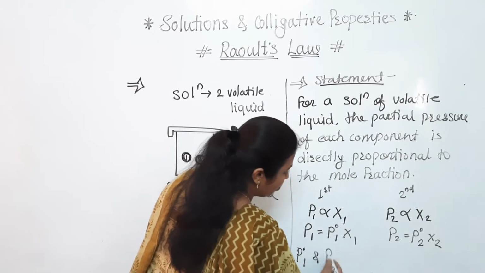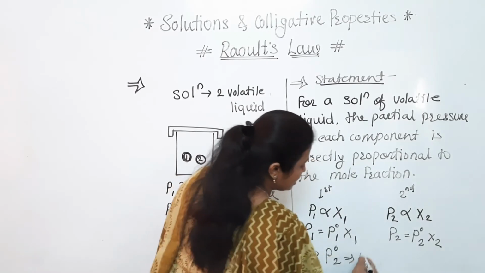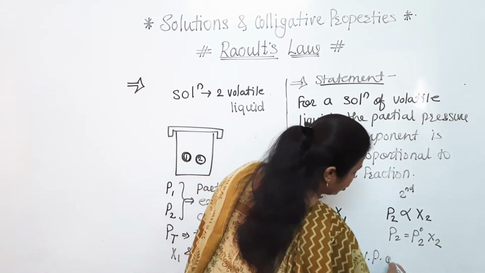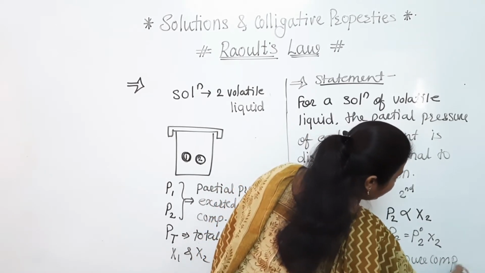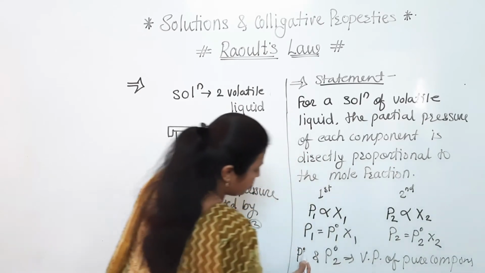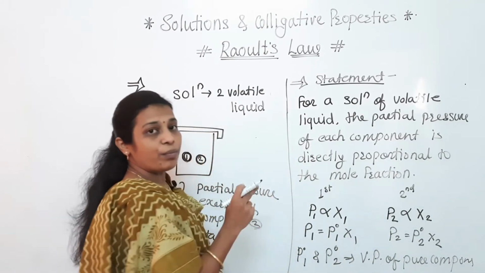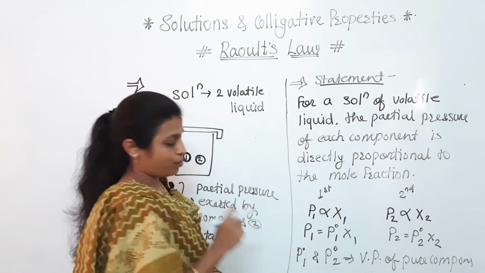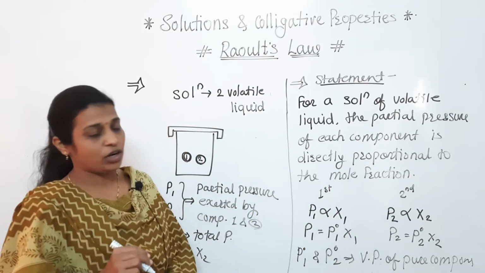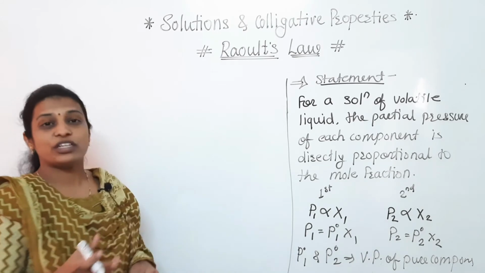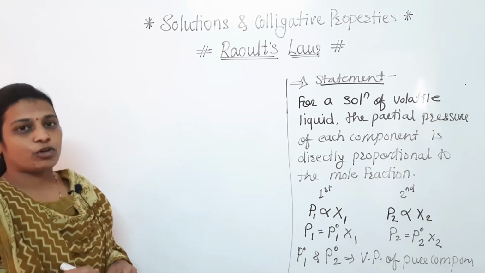P01 and P02 are the vapor pressures of the pure components. Whose pure component? P01 is the vapor pressure of the first pure component, and P02 is the vapor pressure of the second pure component. So here we have completed what is meant by P01 and P02.